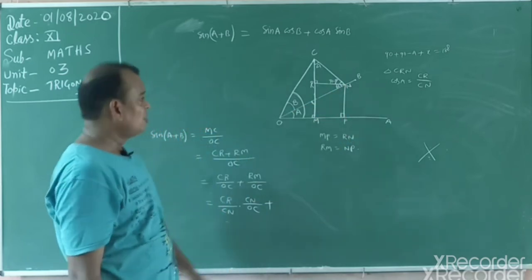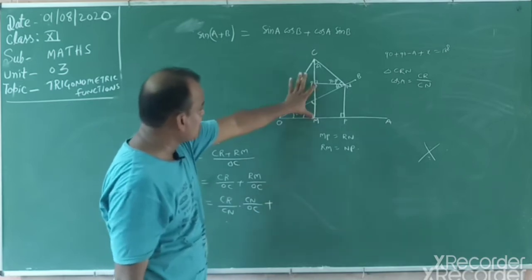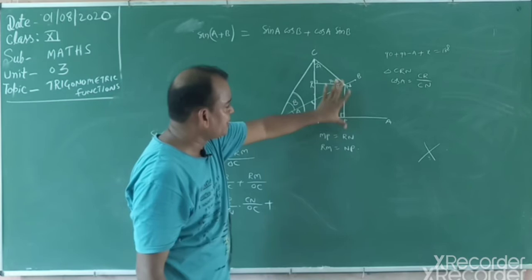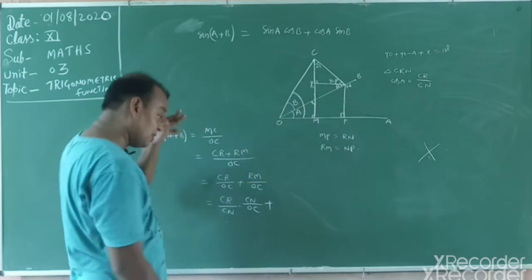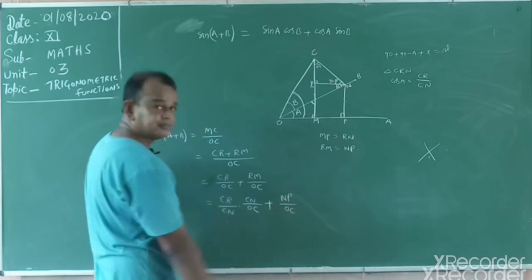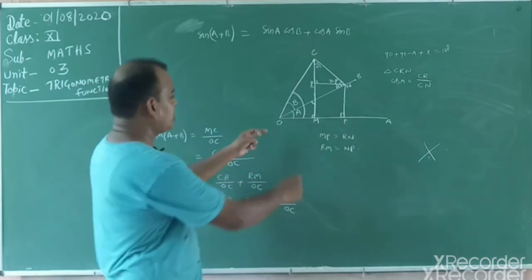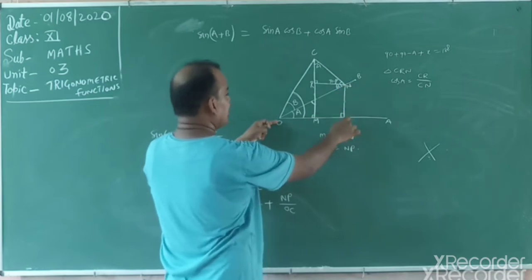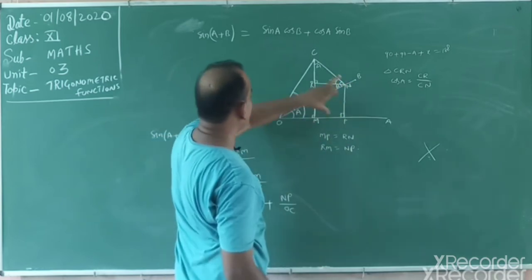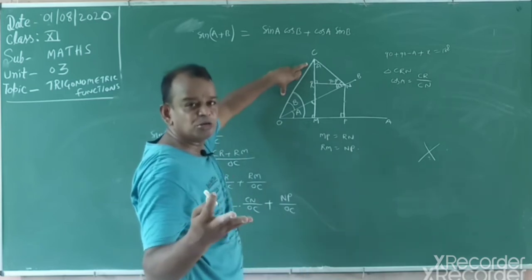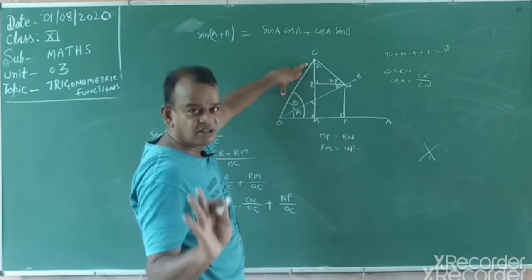Say yes or no? RM by OC. This is RM by OC. No use at all. Now RM is parallel to NP. These two are equal, RM is equal to NP. This is NP by OC. Now we will take this triangle. NP by OC. No use at all. Say yes or no?